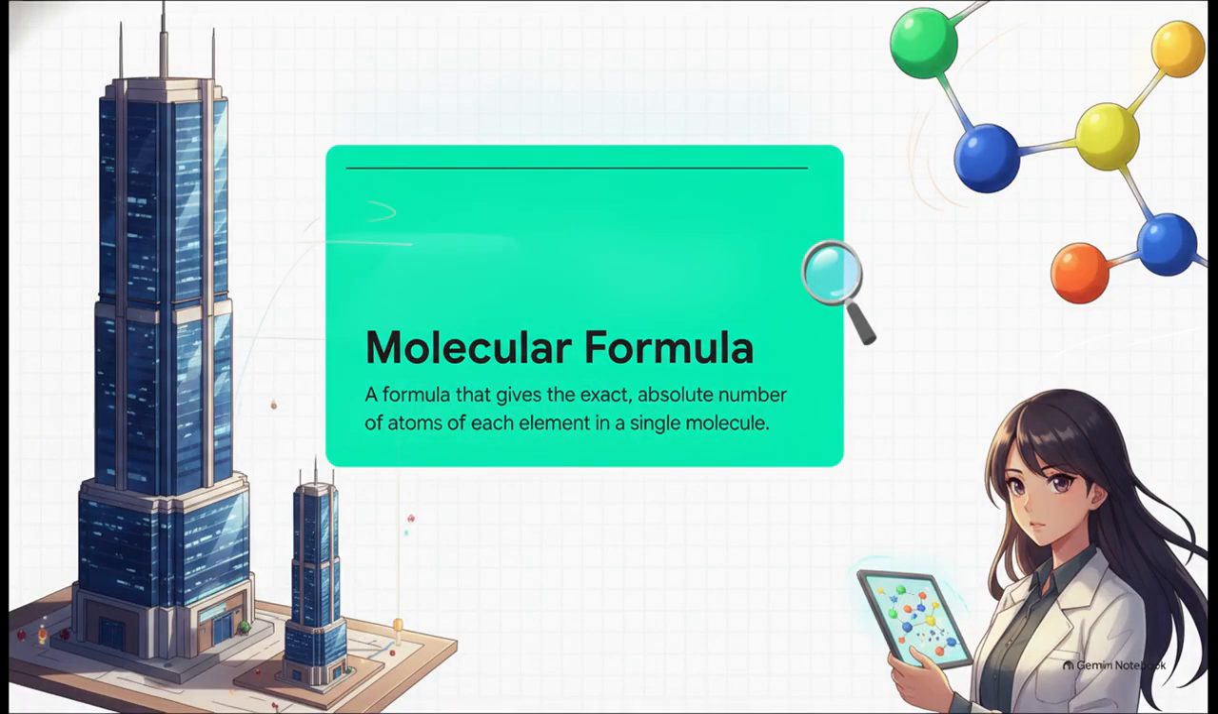And that brings us to our ultimate prize, the molecular formula. This is the chemical formula that gives the exact, absolute number of atoms of each element present in a single, intact molecule. If the empirical formula is just the scale model, the molecular formula is the full-sized, completed skyscraper. This is the true identity we are trying to uncover in our chemical detective work today.